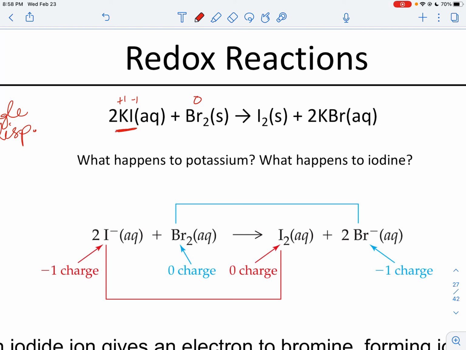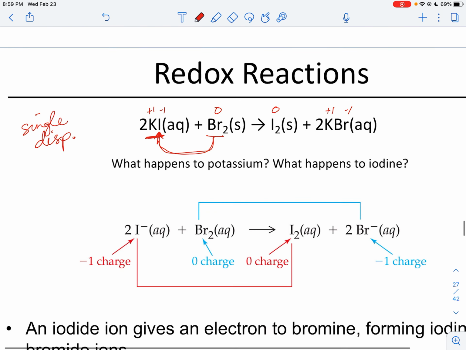Let's go to the product side now. Iodine is by itself. Okay, so bromine is going to displace iodine. Remember we said nonmetals displace anions, which is exactly what you're seeing here. So on the product side, iodine has a charge of 0. Potassium doesn't change. It's a +1 on both sides. And bromine here is a -1.